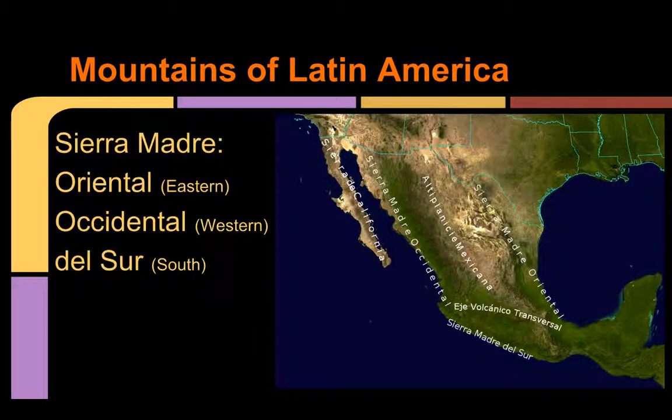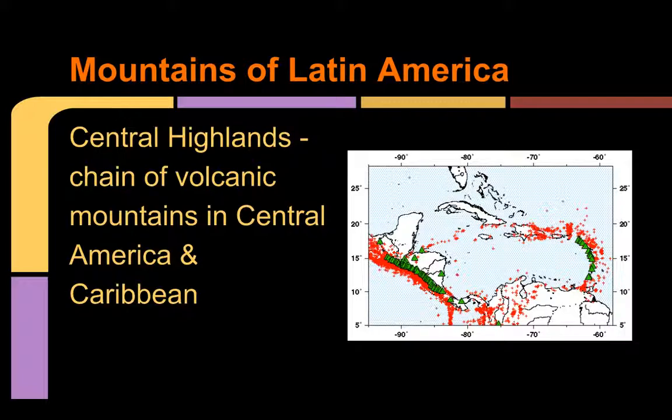And feel free to stop in any of these and pause it to write it down. Let's start with mountains. The first mountain system we're going to talk about is the Sierra Madre, and it's in Mexico, and there's three. So we have the Oriental over here. Oriental means eastern. We have the Occidental, which is the western, and then they meet together down here to make the Sierra Madre del Sur, which is south.